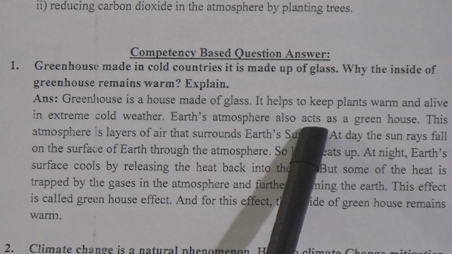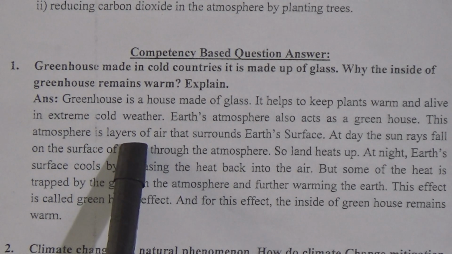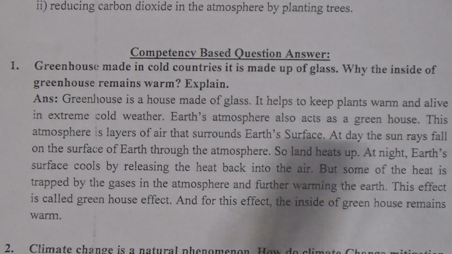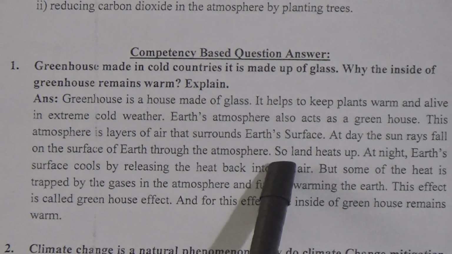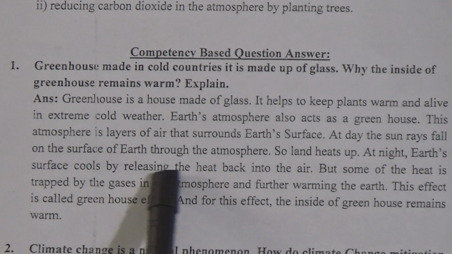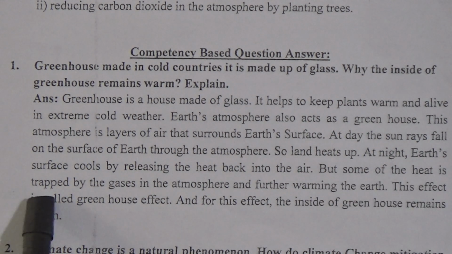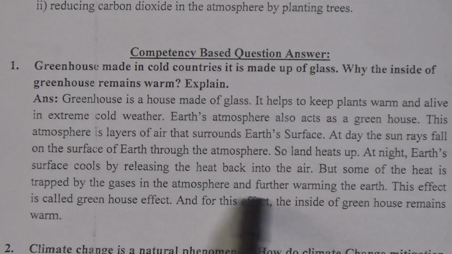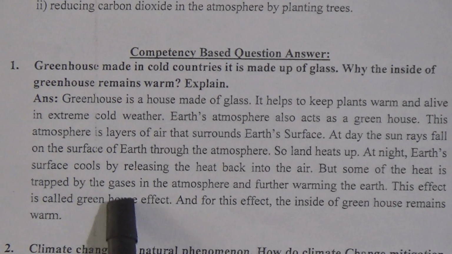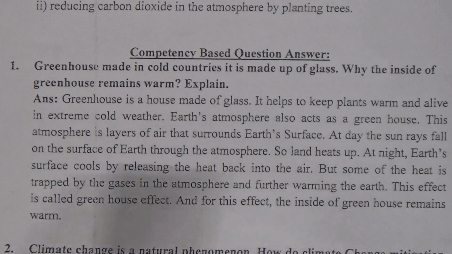Earth's atmosphere also acts as a greenhouse. This atmosphere is the layer of air that surrounds Earth's surface. At day, the sun rays fall on the surface of Earth through the atmosphere, so land heats up. At night, Earth's surface cools by releasing the heat back into the air, but some of the heat is trapped by the gases in the atmosphere and further warms the Earth. This effect is called greenhouse effect, and for this effect the inside of greenhouse remains warm.